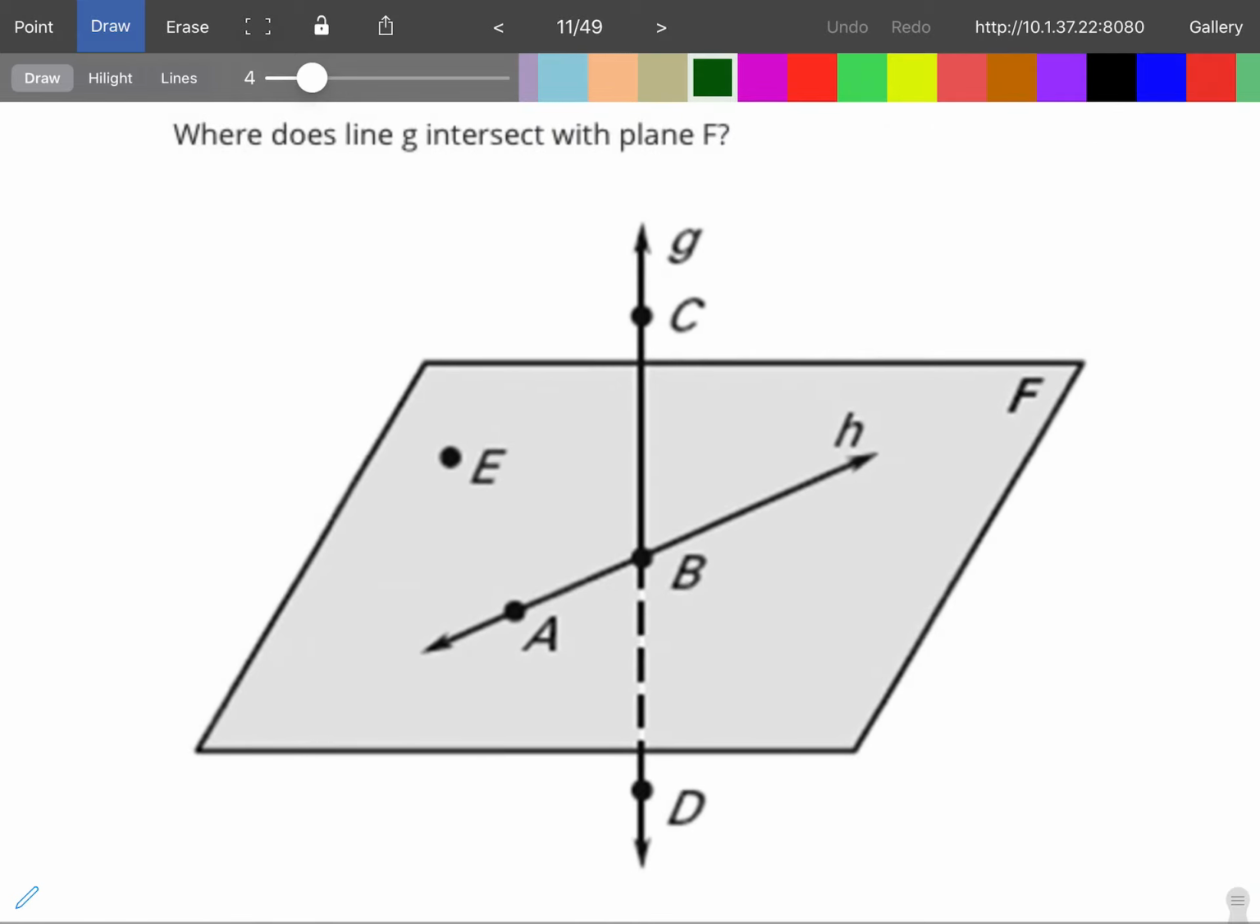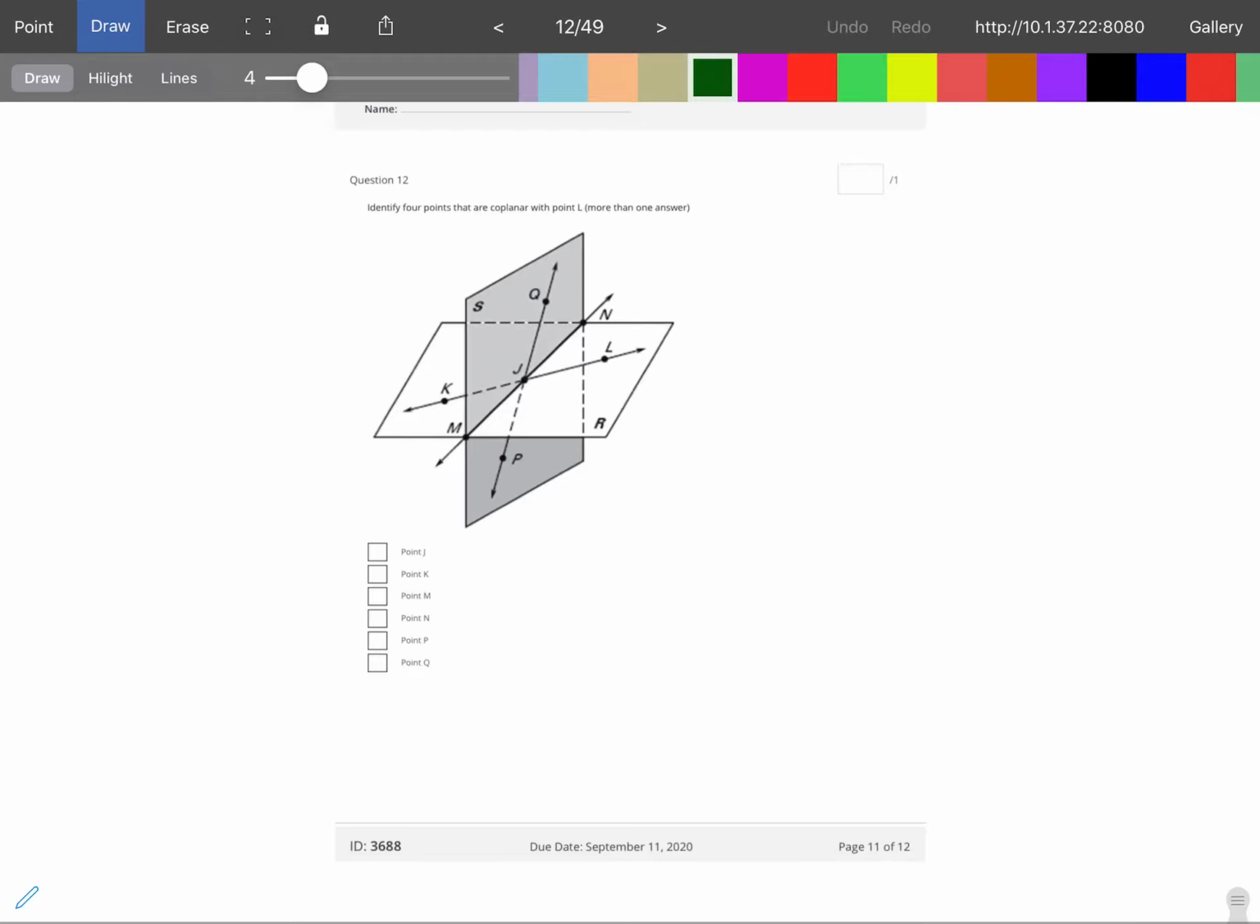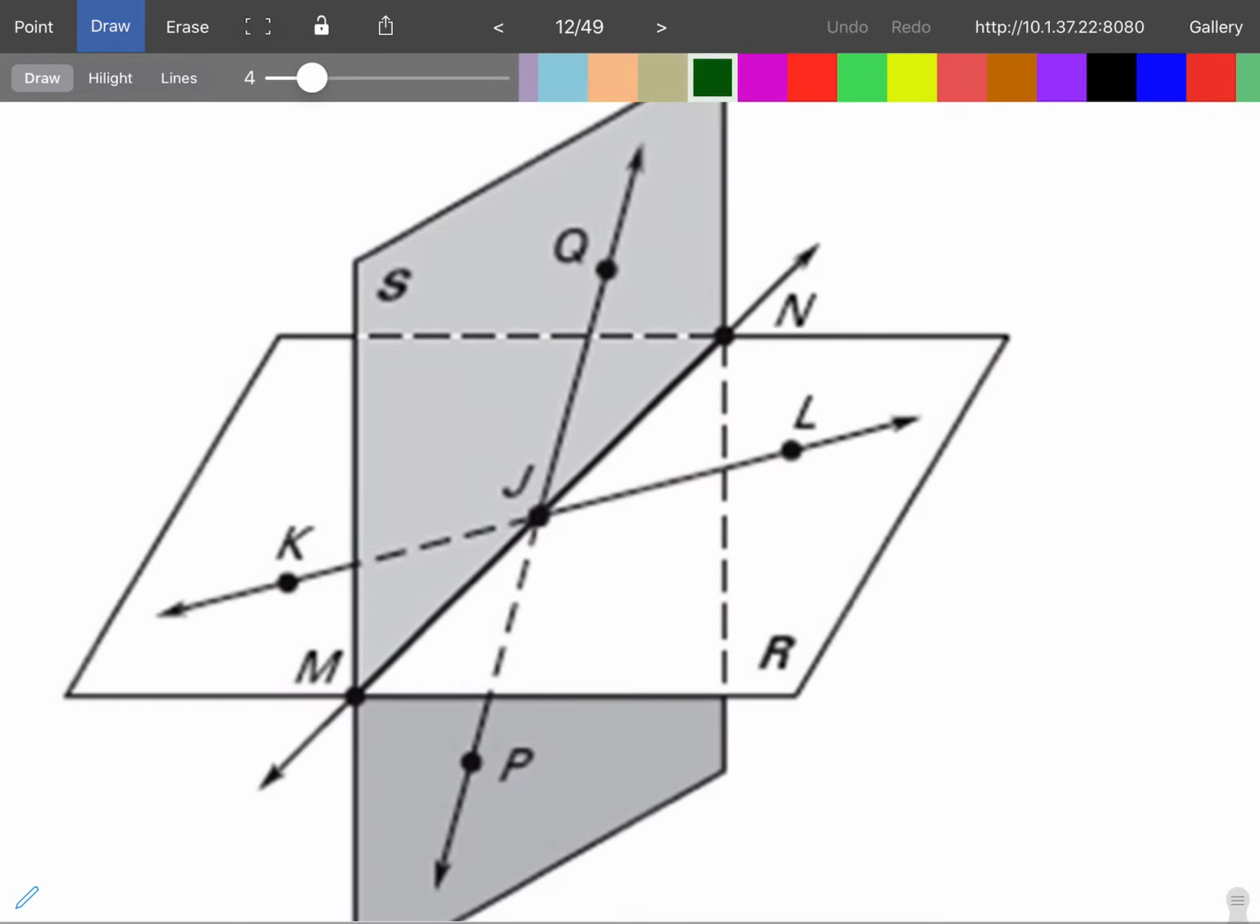Here we have a line intersecting with a plane, so like a pencil stabbing through a sheet of paper. They also intersect at exactly 1 point, and again, it's point B. If things are coplanar, that means they exist on the same plane. So L, N, J, M, and K all exist on this same plane. There's a couple others, Q and P, that exist on plane S, but not on plane R.